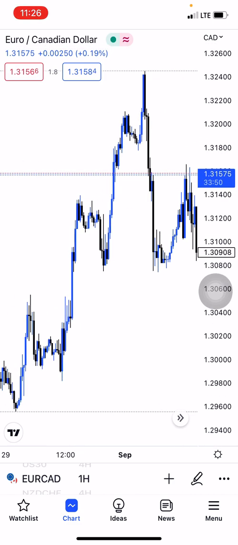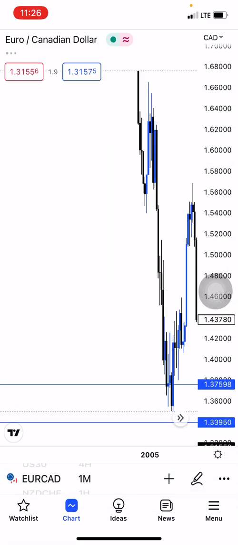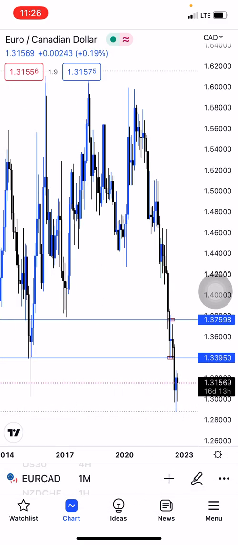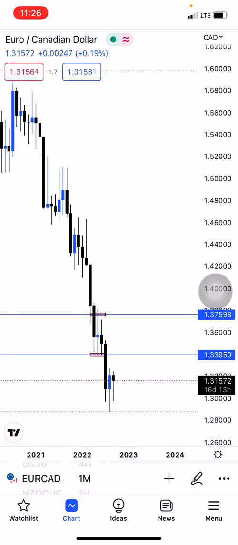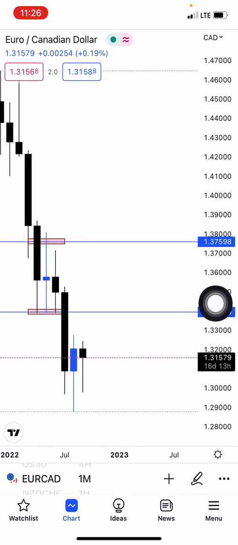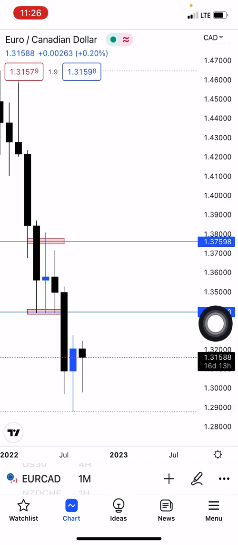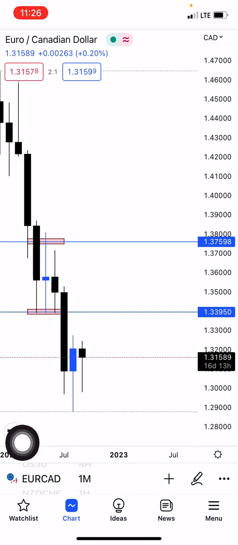What you want to do first is a top-down analysis, guys. You come here and choose your monthly time frame like this. So this is my monthly time frame, as you can see. We're in a downtrend. We saw a pullback, and now again price goes back down. This is a major zone. You can see price came here and dropped, came back up here, and again it dropped. So this is a major zone.